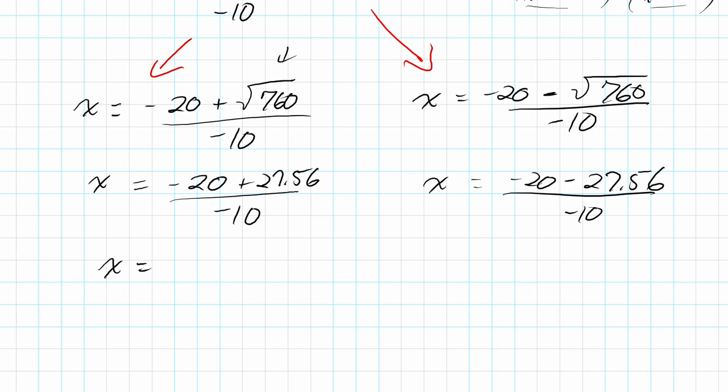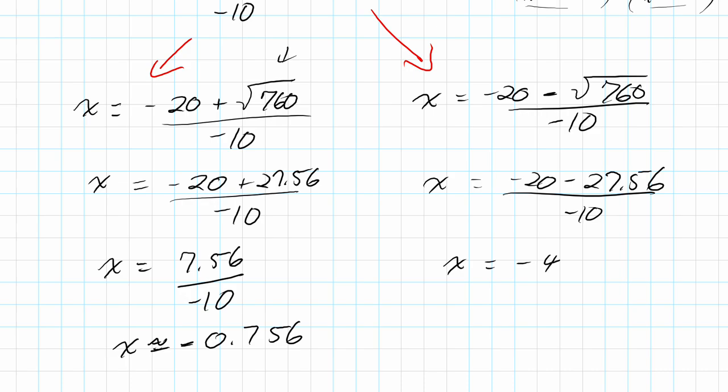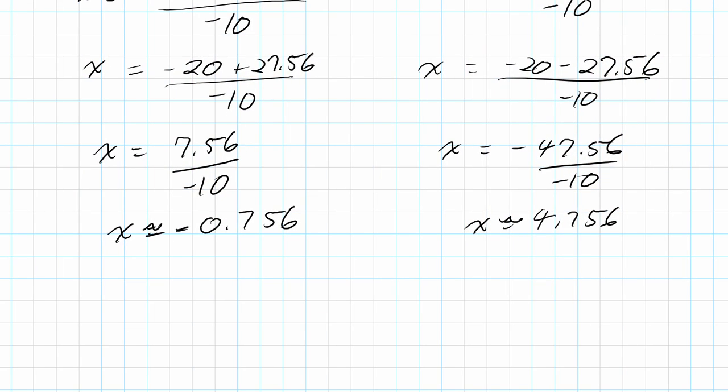Okay, in this scenario here, negative 20 minus this value will actually give us negative 47.56. Divide by negative 10. What's great about dividing by 10, we just move a decimal and I make this negative 4.756. So approximately, there's one of the roots. This one here, we get x is equal to negative 20 plus 27.56, which is 7.56. Divide by negative 10, and that gives us negative 0.756. So approximately. What we've just discovered, approximations, are the two roots.